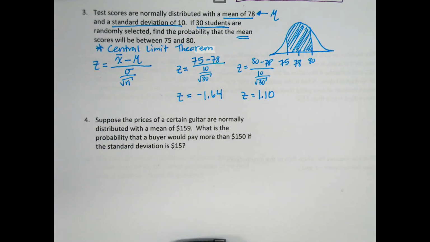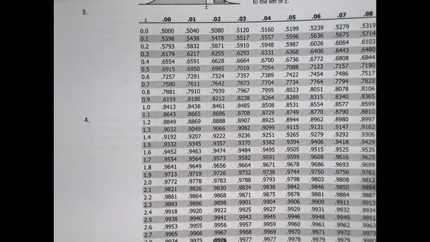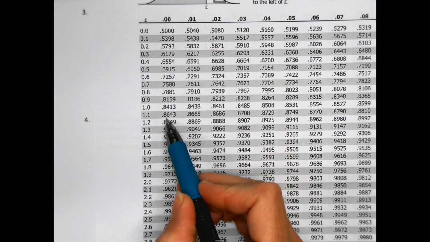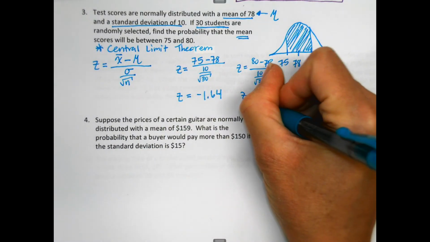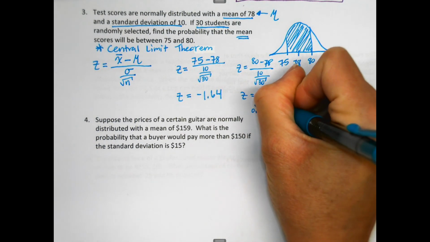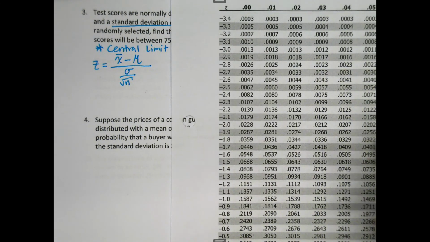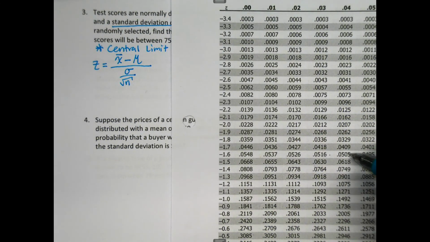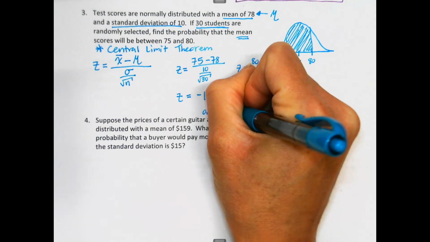And then we're going to have to go to our probability table. We find the probability for 1.10. For 1.10, it is 0.8643. And then for negative 1.64, we are at 0.0505.